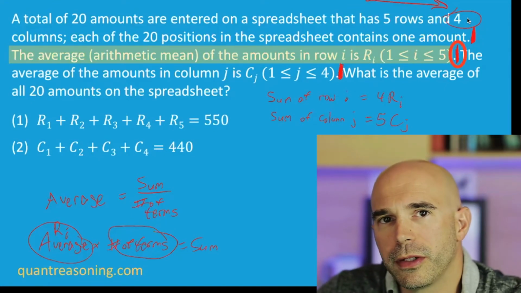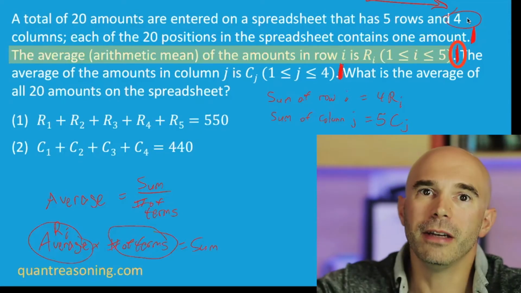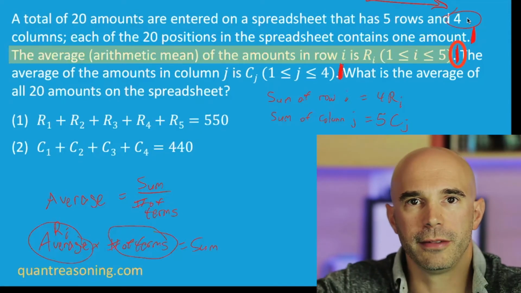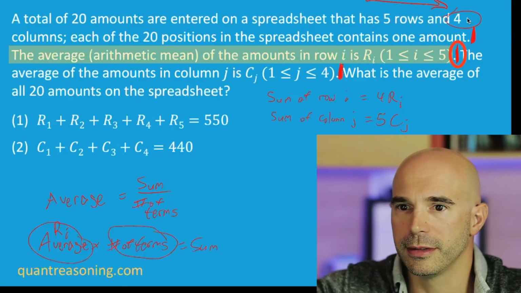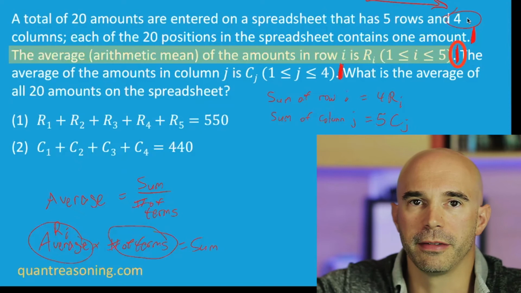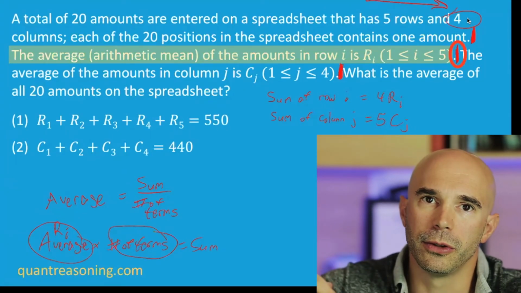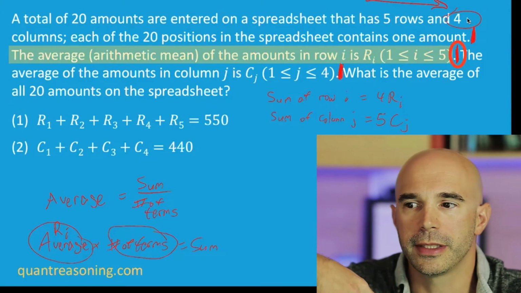So before we even go to the statements, we can say the following. If I know the sum of all the Rs, R1 plus R2 plus R3 plus R4 plus R5, if I knew that, that would be sufficient. And same goes for if I knew the sum of the Cs.